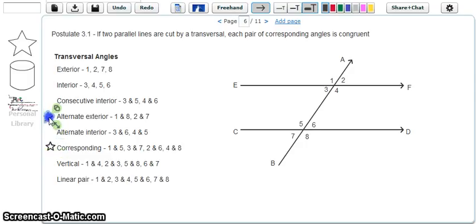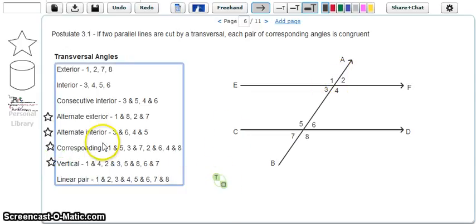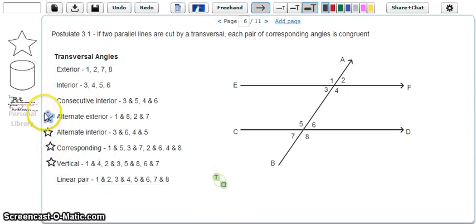First, we have alternate exterior. So you can see 1 and 8 are alternate exterior and they're equal to each other. Next, we have alternate interior. 3 and 6, 4 and 5. Those are both equal to each other. Next, and finally, we have vertical angles. Example would be 1 and 4 and 2 and 3. They are also equal to each other. So these 4 right here, all these angles equal each other.